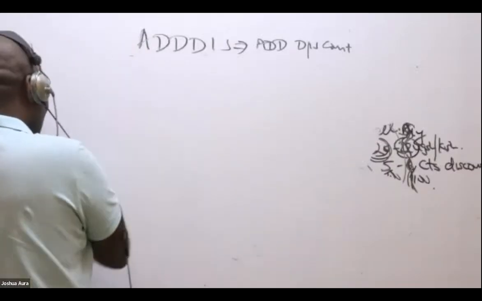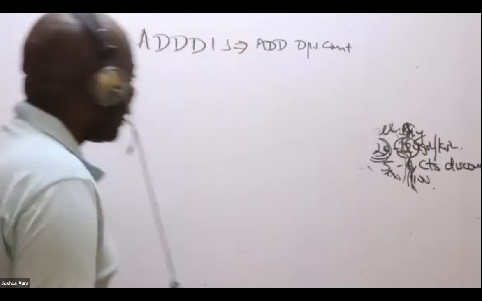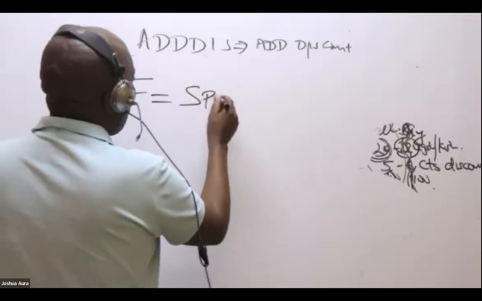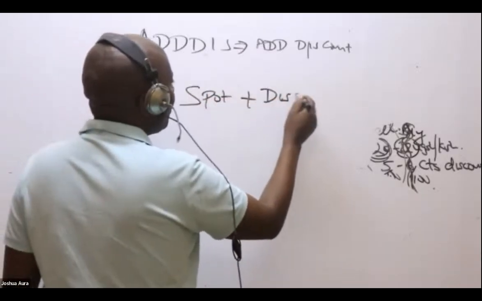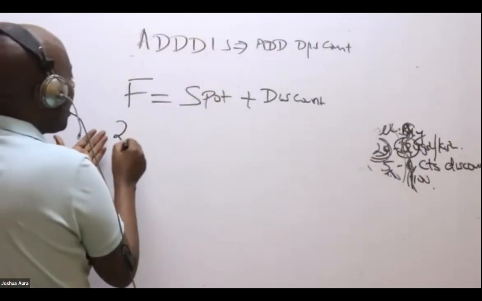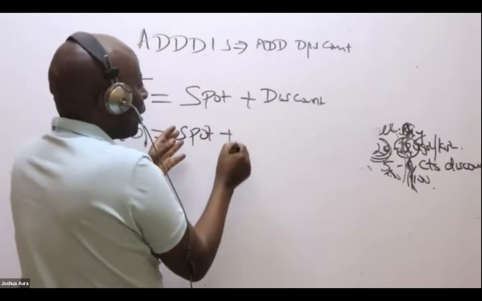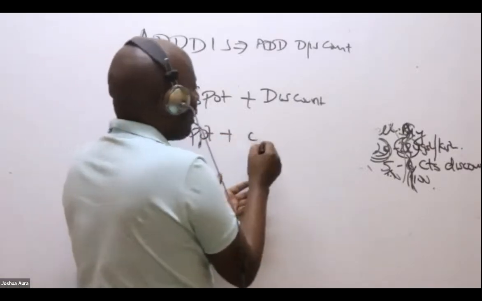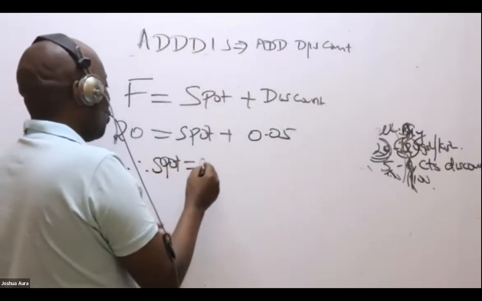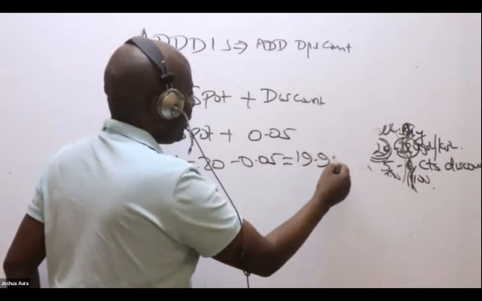But you don't add like that in mother tongue. So we know that forward will be equal to spot plus discount. The figure that we have here is forward. Spot is what we are looking for, plus discount, which is 0.05. So therefore, spot would be 20 minus 0.05, which gives me 19.95.